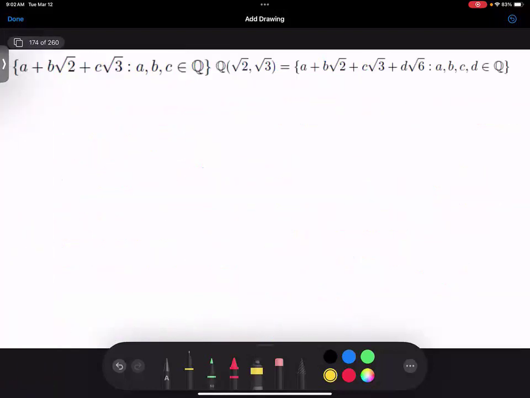Okay, so the next one is looking at some different sets. The first set is a plus b square root of 2 plus c square root of 3, where a, b, and c are rational numbers. And the second is what we'll call Q adjoin square root of 2, square root of 3. It's a plus b root 2 plus c root 3 plus d root 6, where a, b, c, d are in Q. So we have two sets. Can anybody tell me the relationship between the two sets? So you have the set on the left and the set on the right.